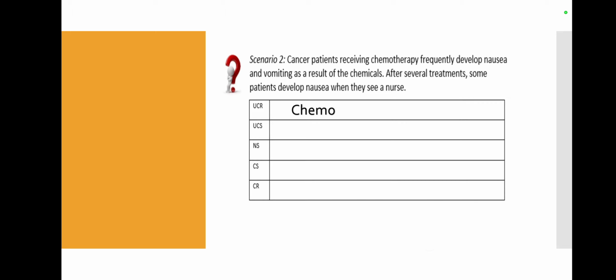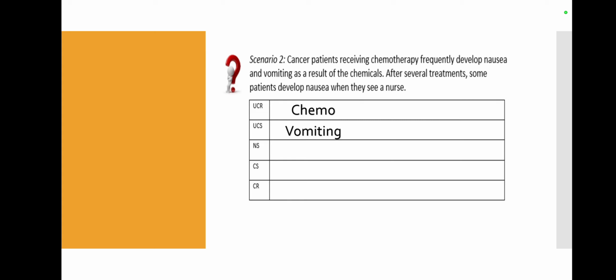Okay, so the UCR is the chemotherapy. That's the wrong way around. I apologise. That should be the sickness. Sorry. The UCR, the unconditioned response, is the sickness. The unconditioned stimulus, therefore, is the chemotherapy. Apologies. I've just got it the wrong way around. I expected it to be UCS first, which it normally is.